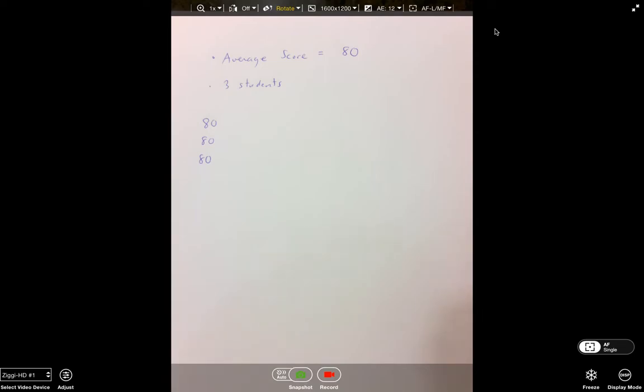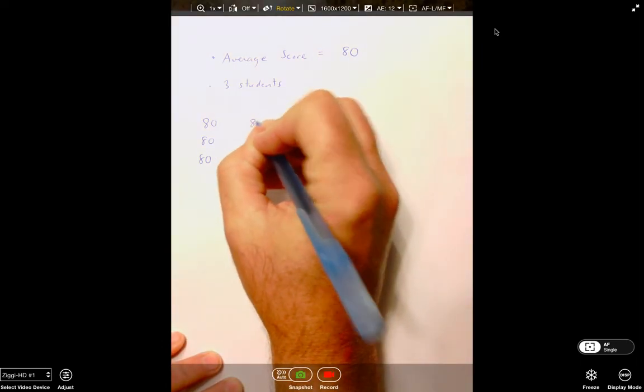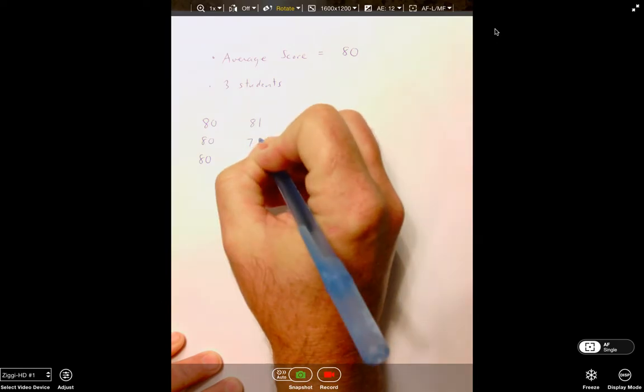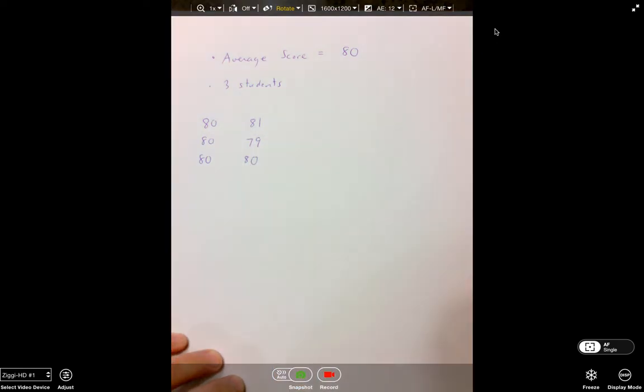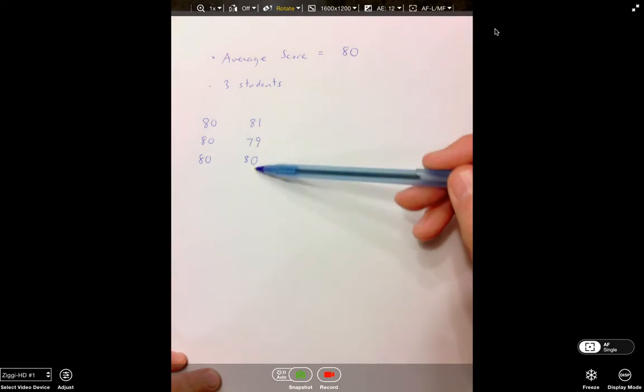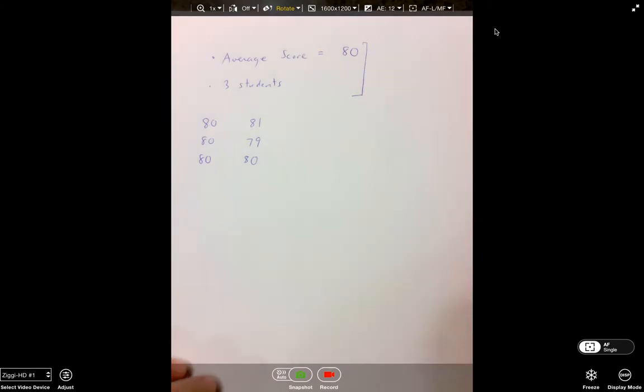I've heard students say, well, at least one person scored an 80. Well, that doesn't necessarily have to be true either. Well, this is a horrible example, but actually in that situation someone would have had to score an 80. But you can imagine where you could come up with a situation where one of the scores doesn't have to be 80. So guys, when putting these two things together, what do you know for sure? If you have an average score of 80 for 3 students, what do you know for sure?